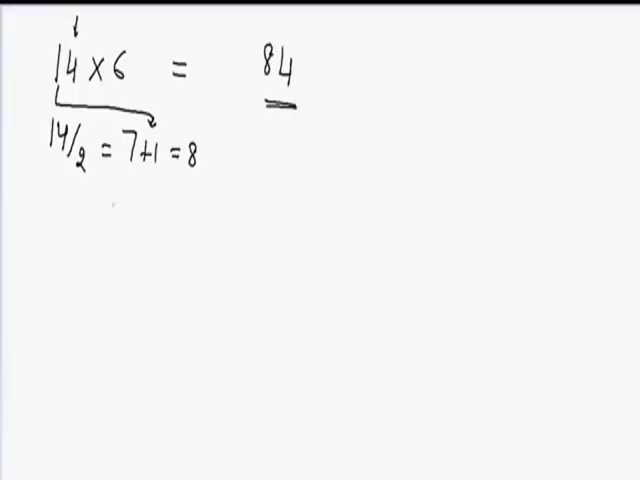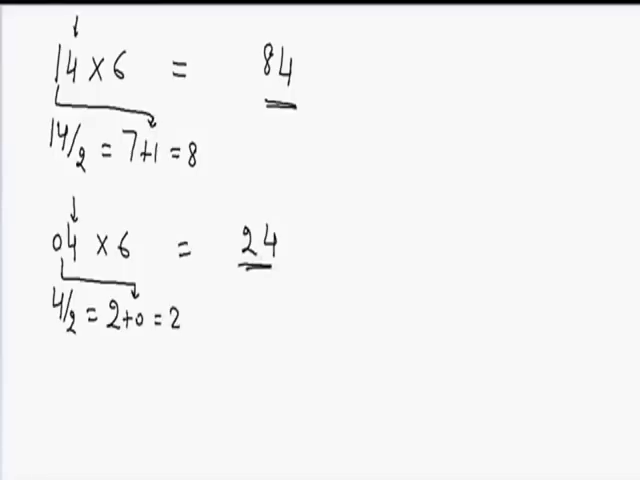Another example, if I have 4 and I want to multiply by 6, in that case the last digit is 4, so I'll write 4 here, and then half of 4 is equal to 2. Because it's a 0 here, if I add 0, it will still remain 2. The answer will be equal to 24.